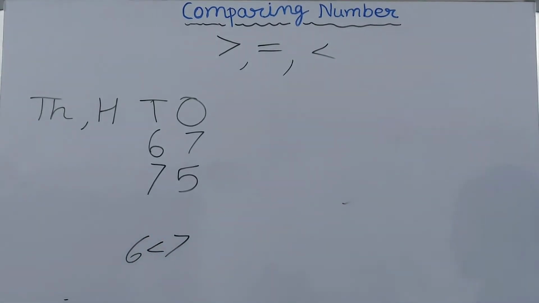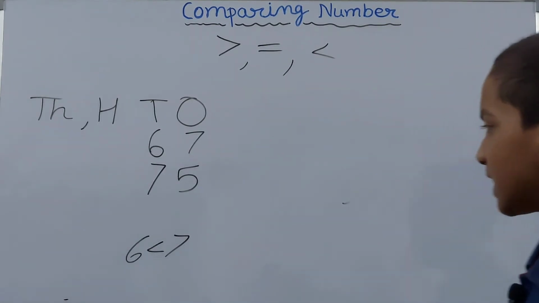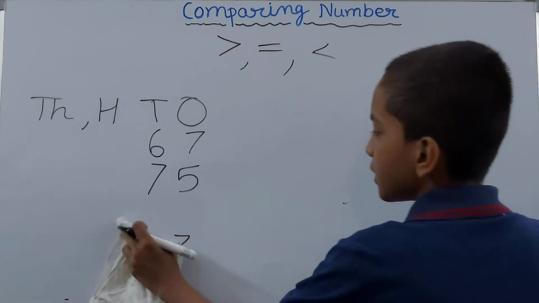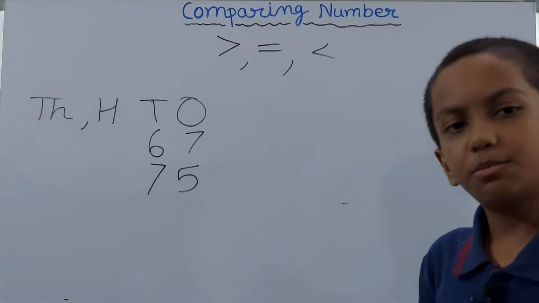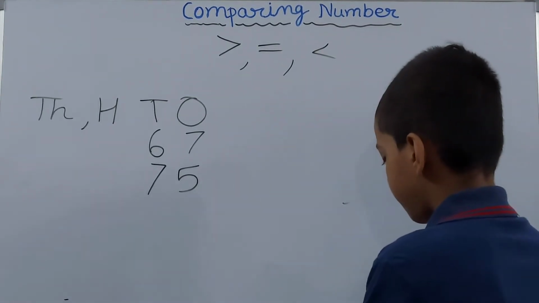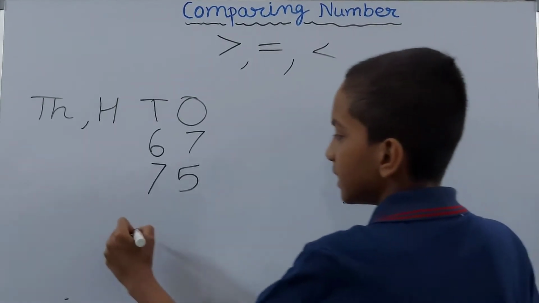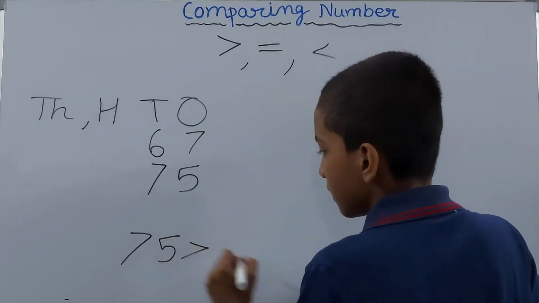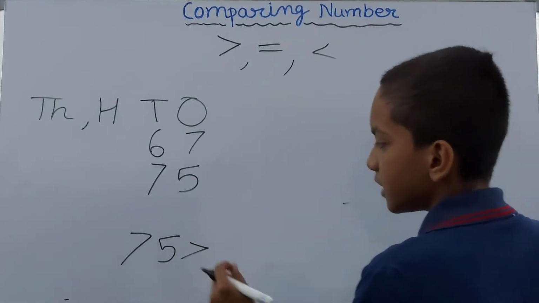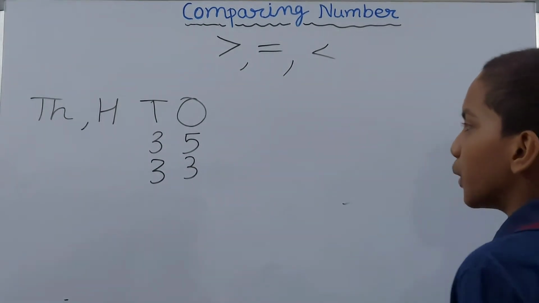So now no need to check the digits which are to the right. So now no need to check the next digits. You can see we have got the answer, that is this 6 is smaller than 7. So that is definitely that 75 is bigger than 67. So if we see that 75 over here and this sign, that means that 75 is bigger than 67.